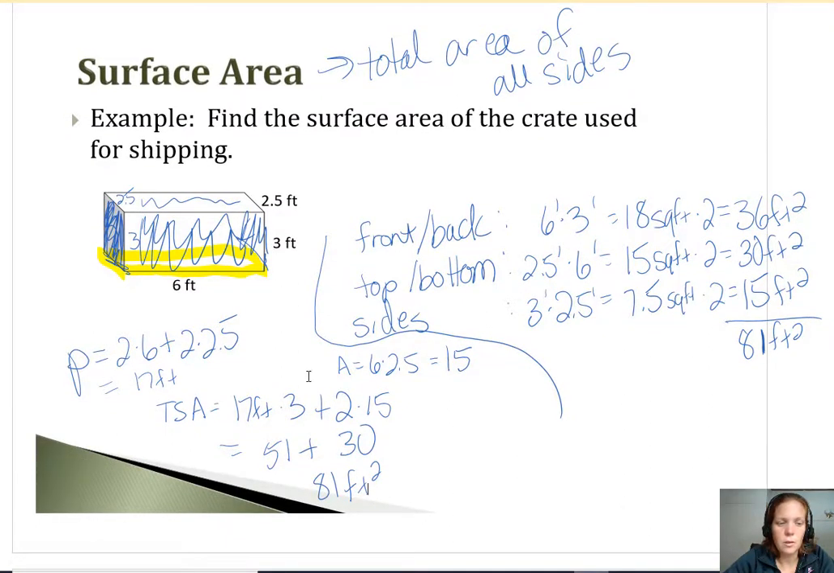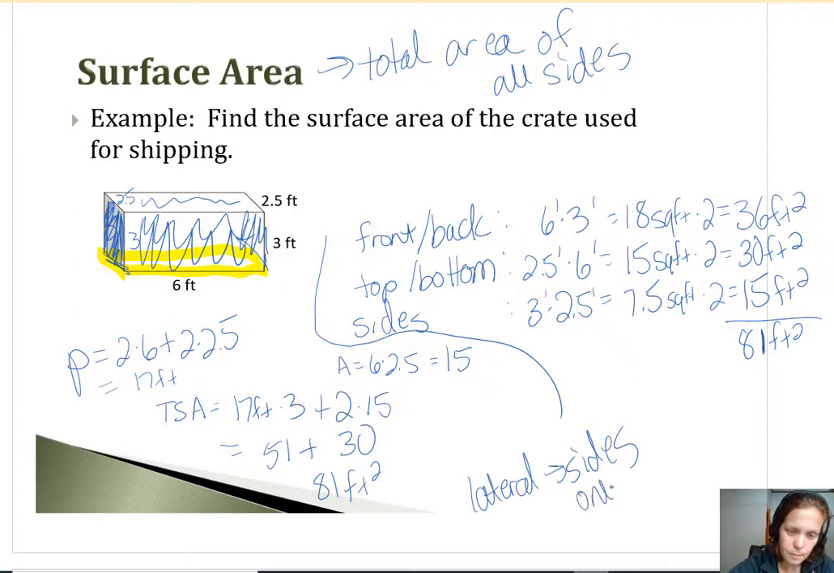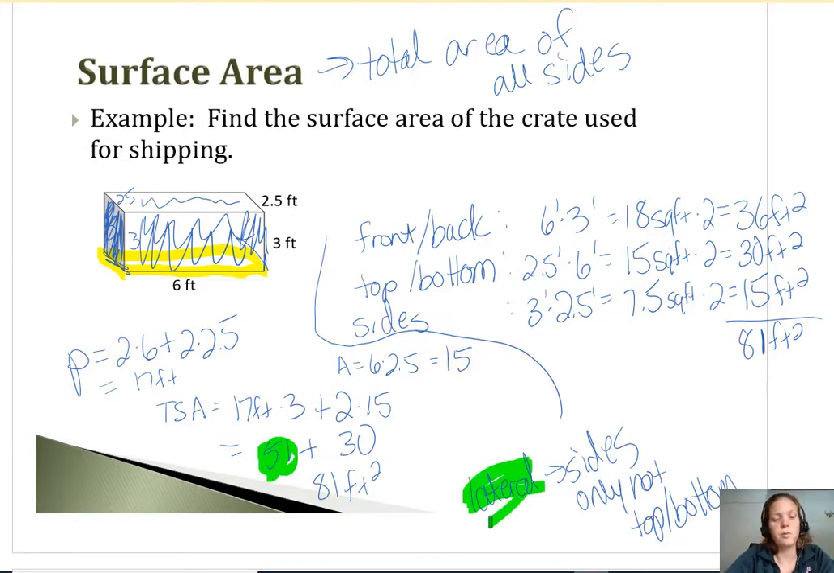Now lateral surface area, and we'll talk about this more with the next one, that lateral is just the sides. Okay, so not the top and bottom. In the case of this one, if I were to find the lateral surface area, it would have been the 51. The lateral on this one would have been just 51 square feet, not the 15 on the top and the bottom.